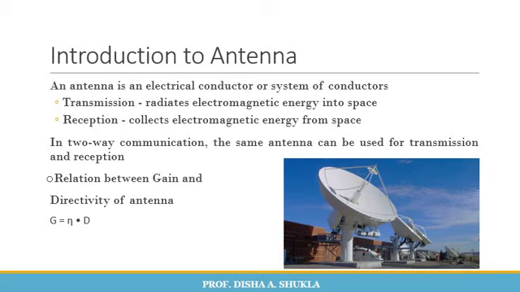Now here you need to understand two terms called directivity and gain. Directivity is the ability of an antenna to focus energy in a particular direction when transmitting, or to receive the energy better from a particular direction when receiving. There is a relationship between gain and directivity.